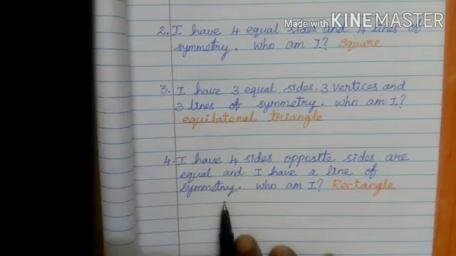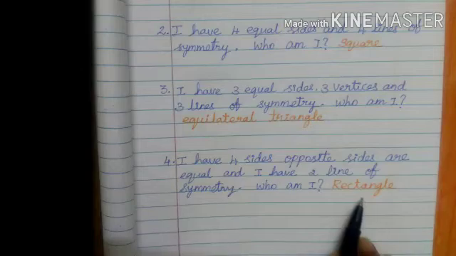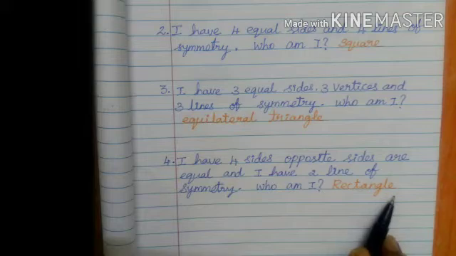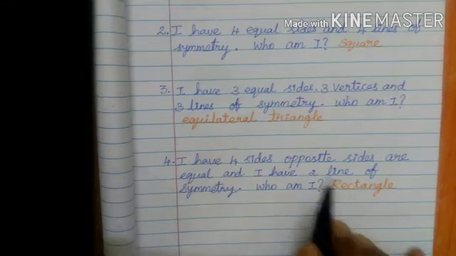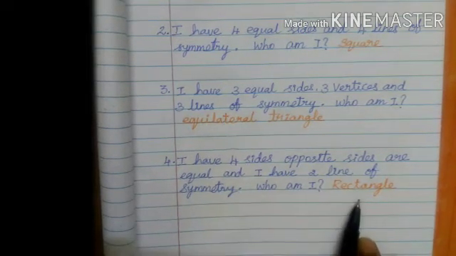The next one, fourth one, I have 4 sides, opposite sides are equal and I have 2 lines of symmetry. Who am I? This one is saying a rectangle. R-E-C-T-A-N-G-L-E, rectangle. 4 sides, opposite sides are equal. That's why you can easily find out rectangle, this one.